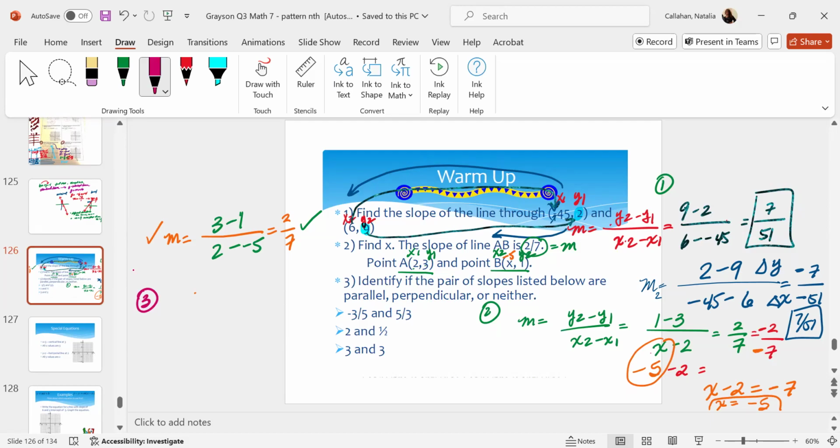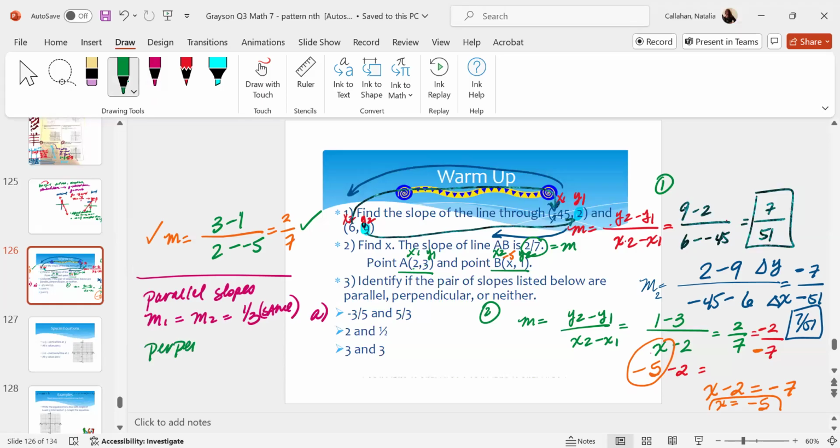Okay. Number 3. Identify whether the slopes listed below are parallel, perpendicular, or neither. Let me give you some context here. What do you know about parallel slopes? They're equal. M1 equals M2, and let's say, for example, they're both equal to 1 over 3. They're the same. You understand that?